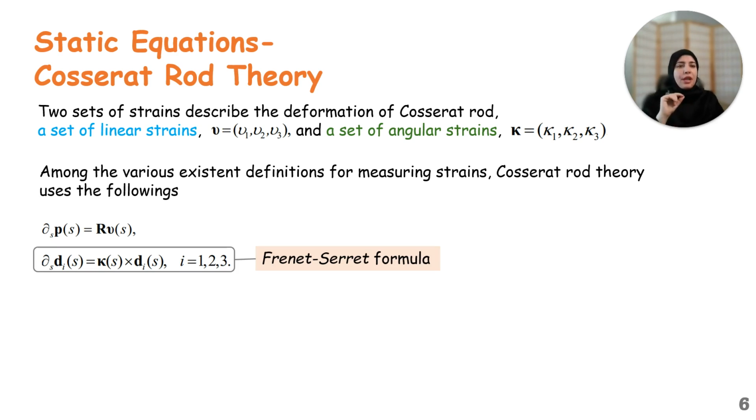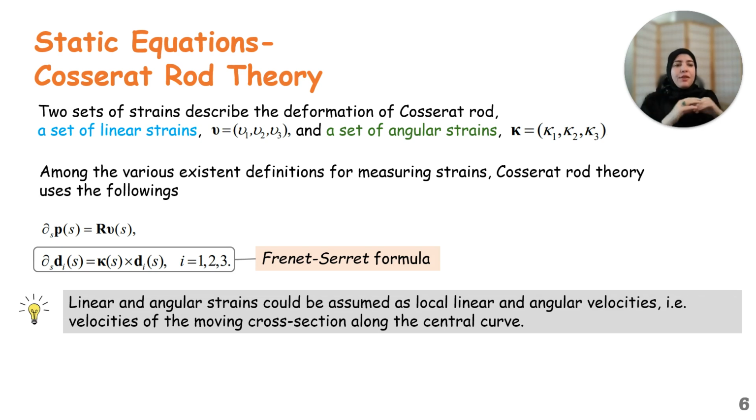This formula, which is also known as the Frenet-Serret formula, describes how each director rotates along the rod's length due to the curvature. Looking at these two equations, you see that the derivative of the linear position is related to the linear strain and the derivative of the angular position is related to the angular strain. To get a physical sense of the linear and angular strains, some references say that we can assume these two strain sets as local linear and angular velocities, or in other words, velocities of the moving cross section along the central curve.